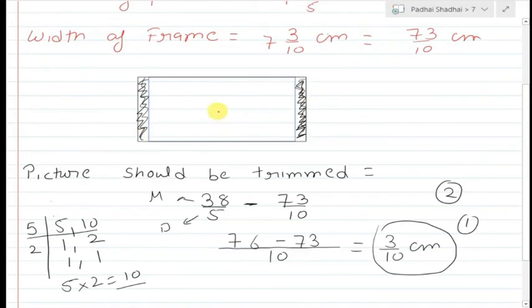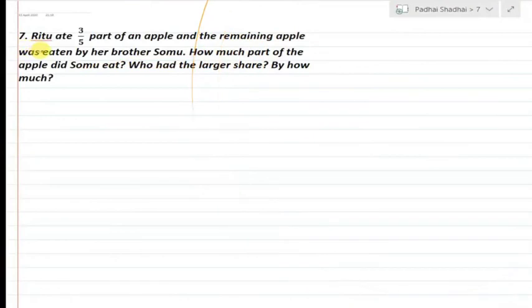Okay, so let us move towards the next question, 7. Ritu ate 3 by 5 part of the apple and the remaining apple was eaten by her brother Somu. So 3 by 5 part of the apple is eaten by Ritu and the remaining by Somu. How much part of the apple did Somu eat? We have to find out, and who had the larger share, and by how much?